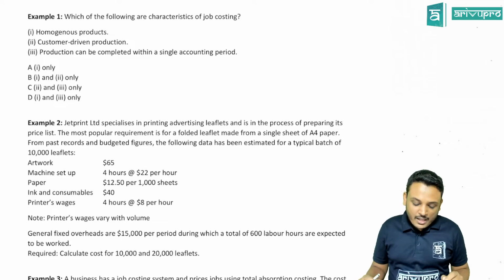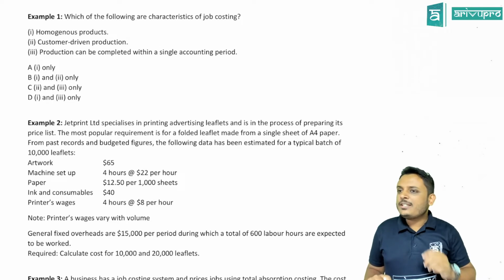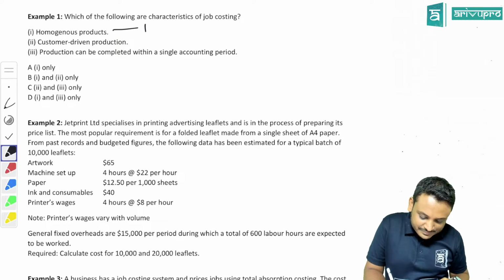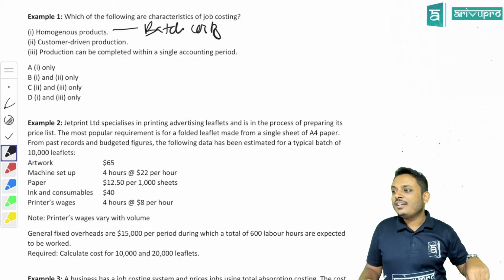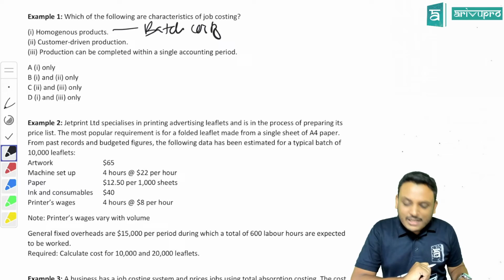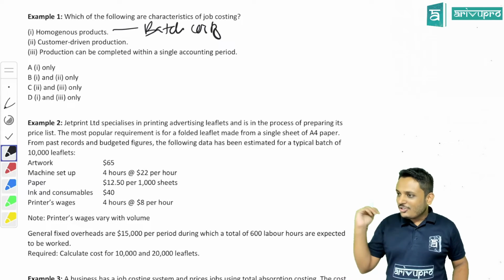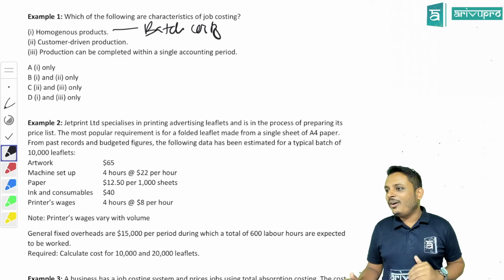Example number 1. Which of the following are characteristics of job costing? Homogeneous product, same product. Right or wrong? Wrong. Because in batch costing it is correct: the products are homogeneous. But in job costing it is heterogeneous. Customer driven production: both are customer driven. Batch costing is also specific order costing, and job costing is also specific order costing. Who identifies the requirement? The customer. We produce based on the customer requirement. Both are specific order costing.